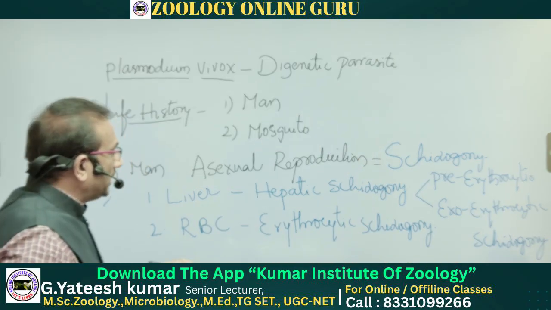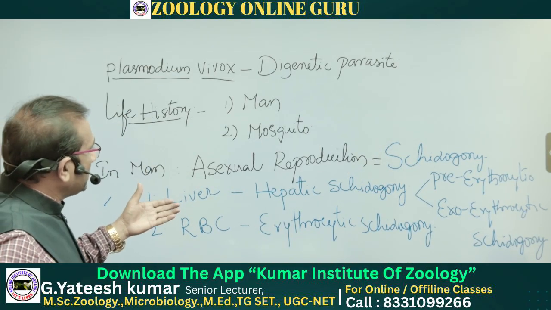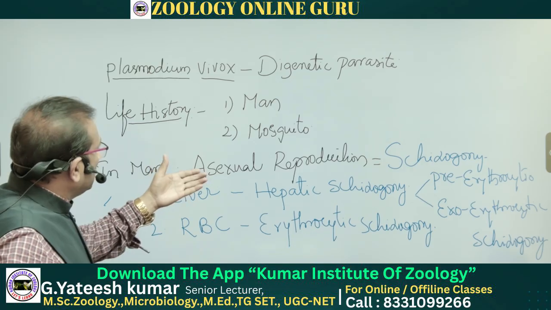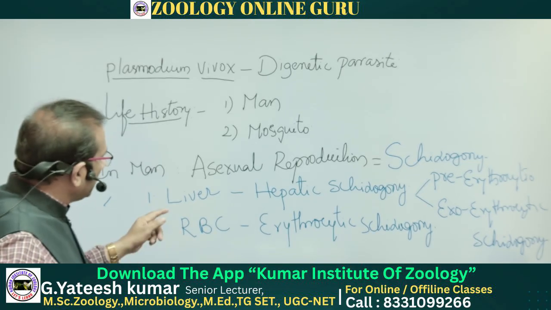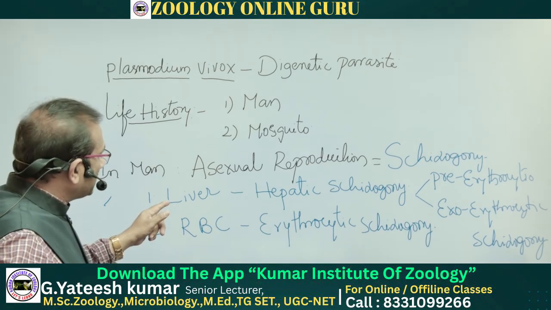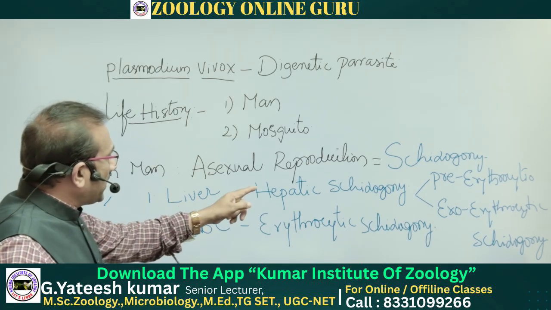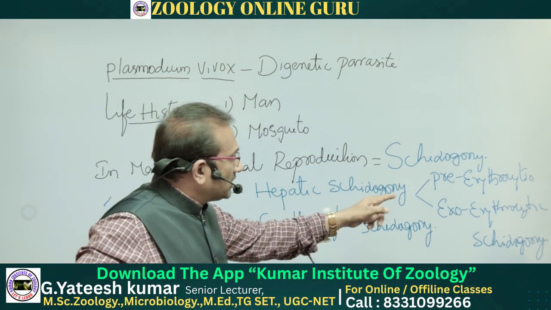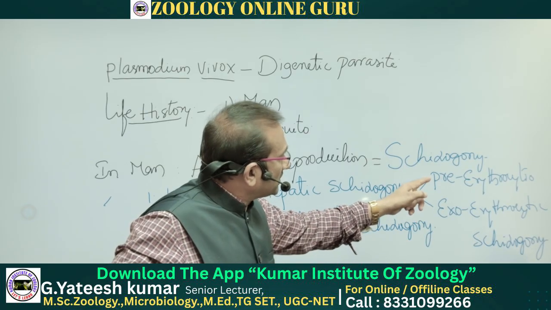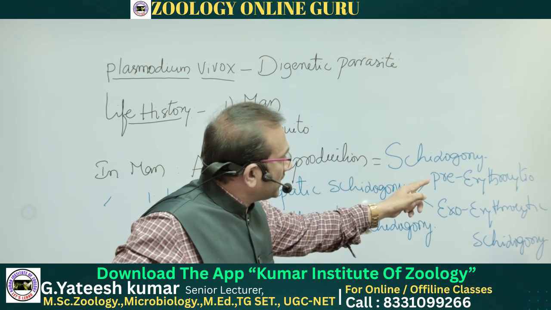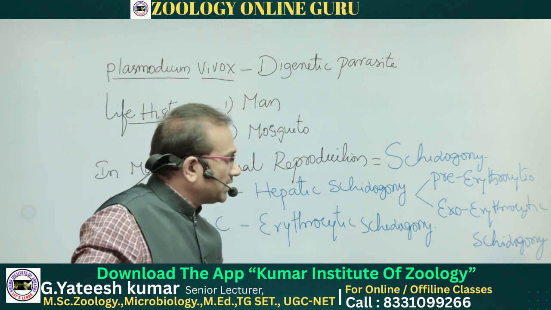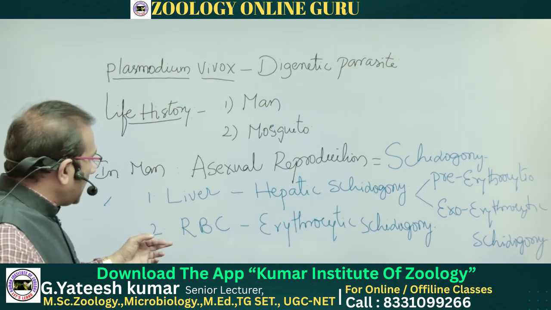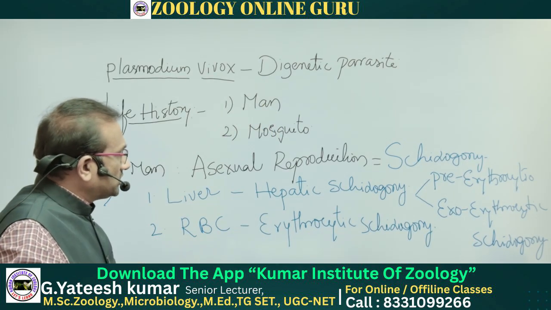So, in our body, Plasmodium vivax undergoes asexual reproduction, that is known as schizogony. This schizogony takes place in the liver. It is called hepatic schizogony. Once again, two cycles are there. One cycle is called pre-erythrocytic schizogony. Second cycle is called exoerythrocytic schizogony. In the RBC, it is called erythrocytic schizogony.